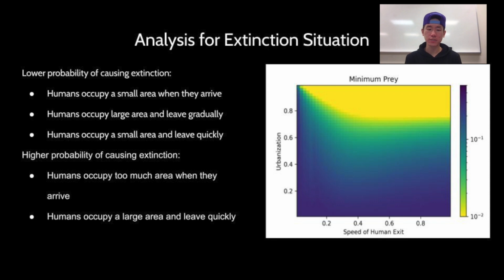Here's our observation. If humans occupy a small area when they arrive, or occupy a large area and leave gradually, or occupy a small area and leave quickly, this will cause lower probability of extinction of the prey. If humans occupy too much area when they arrive, or occupy a large area and leave quickly, this will cause higher probability of extinction of the prey. So, urbanization is more dominant than the speed of human exit for the minimum value of the prey.